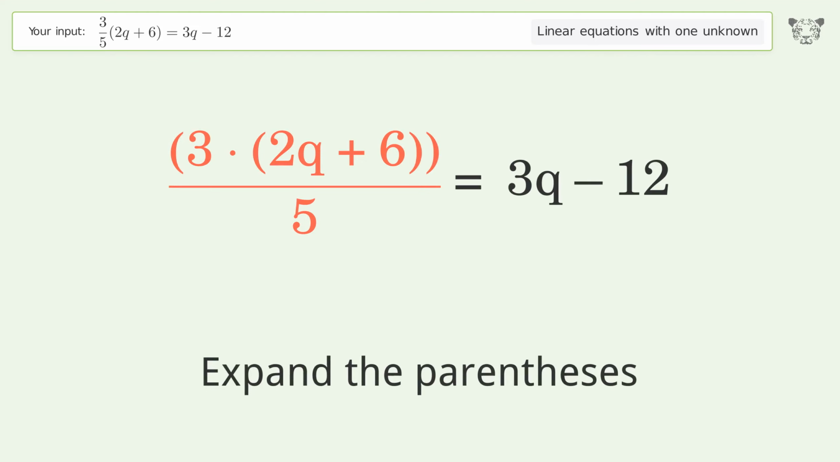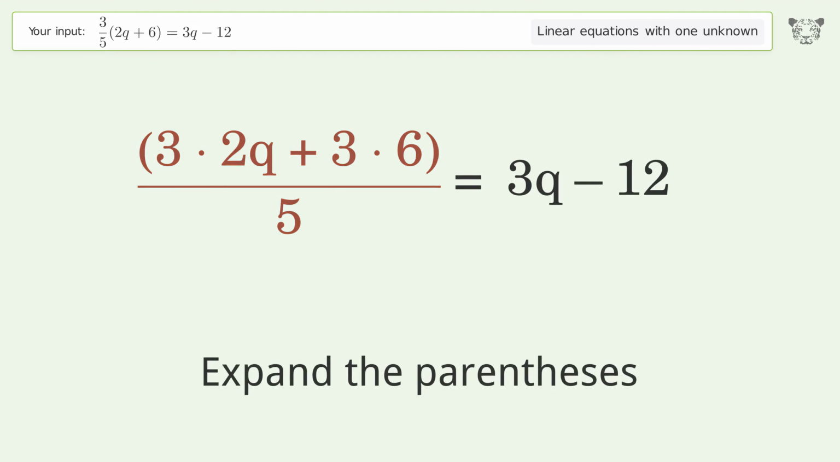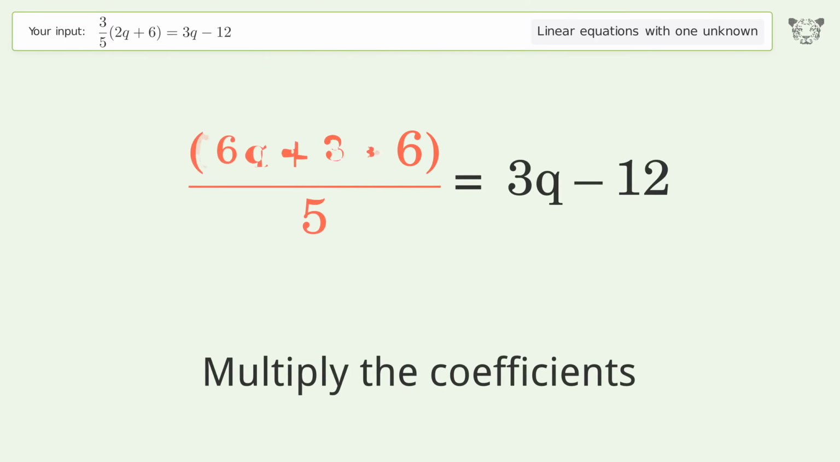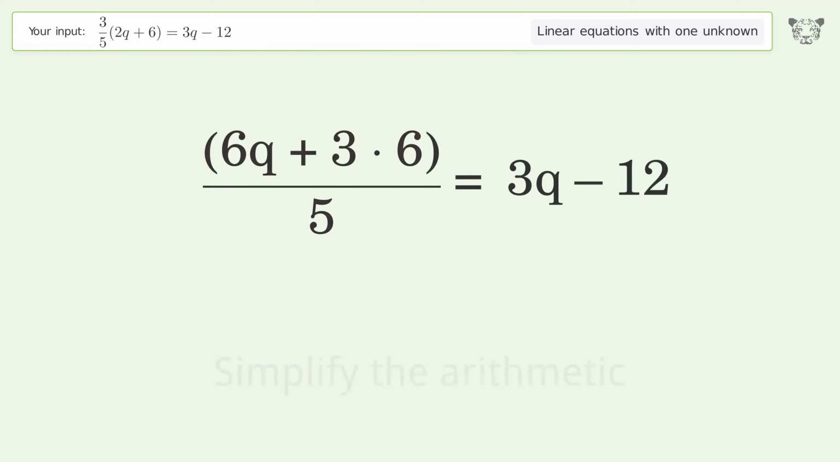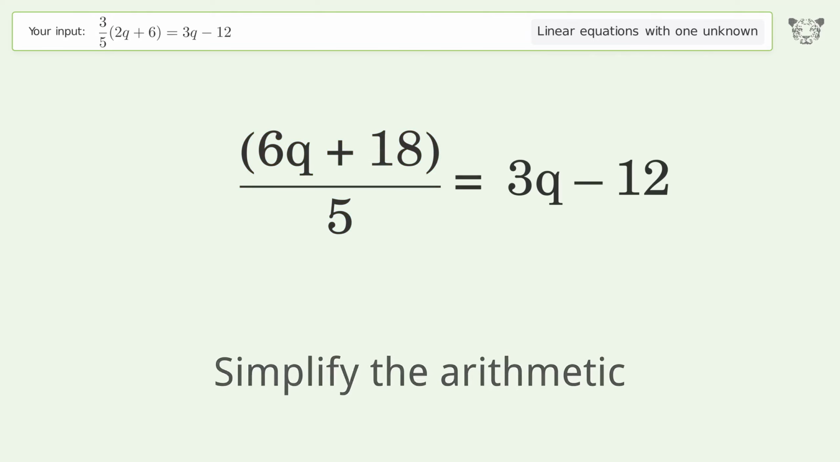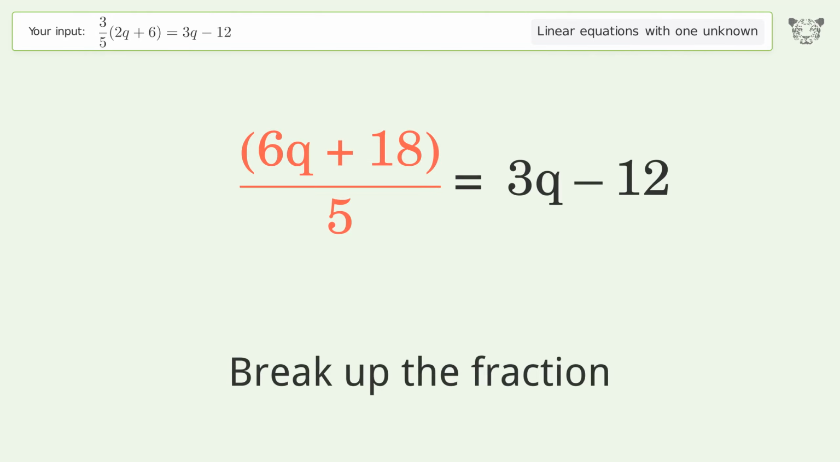Expand the parentheses. Multiply the coefficients. Simplify the arithmetic. Break up the fraction.